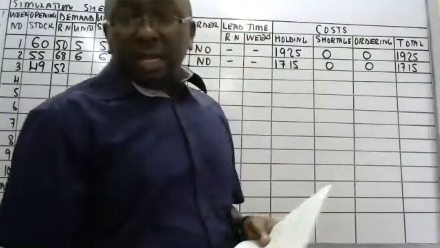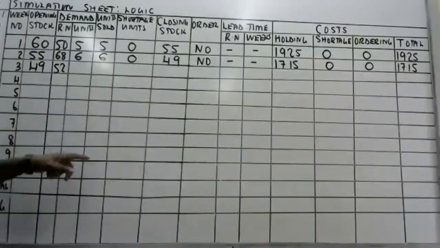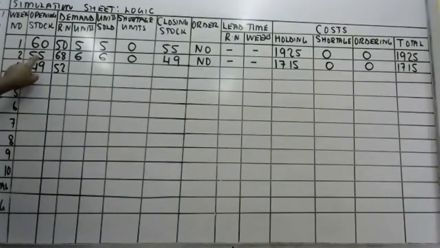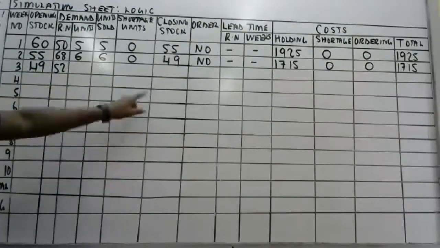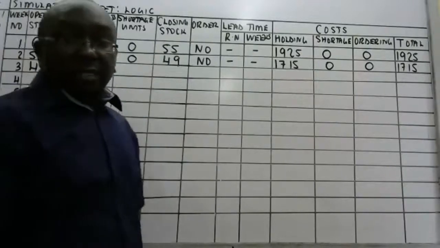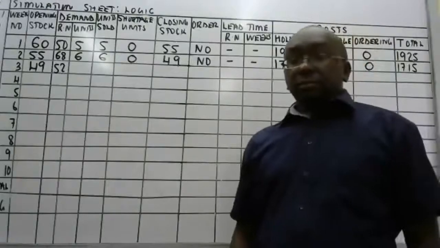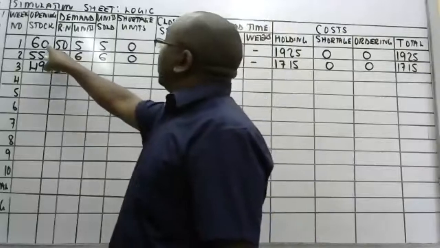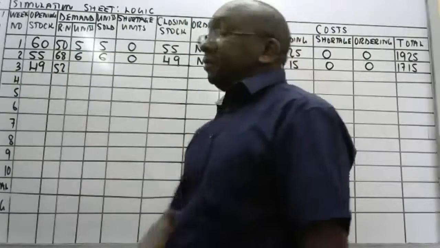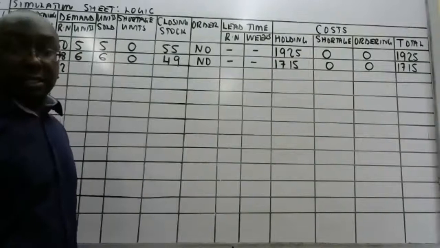Please explain the closing stock of 49. 49, you get it this way, Abraham. We had opened with 55. We have sold 6. So 55 minus 6, you get 49. Are you okay with that, Ibrahim? Good. Just the same thing, we had 60 minus 5, 55. Yeah. So let's proceed.